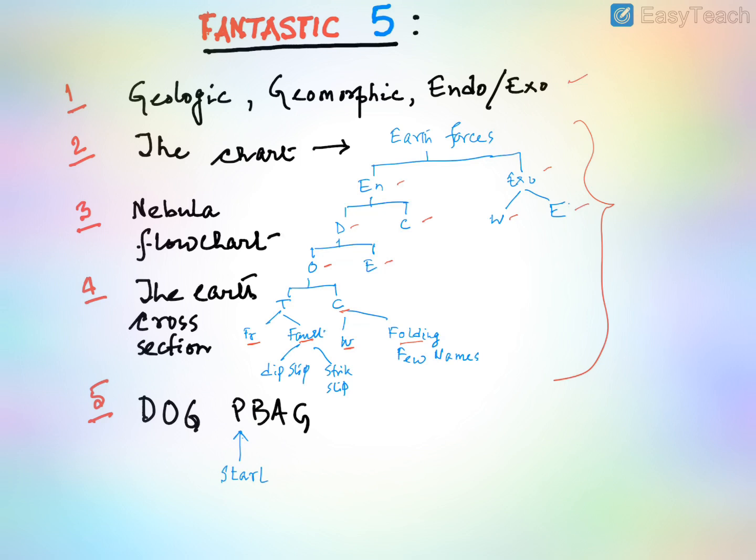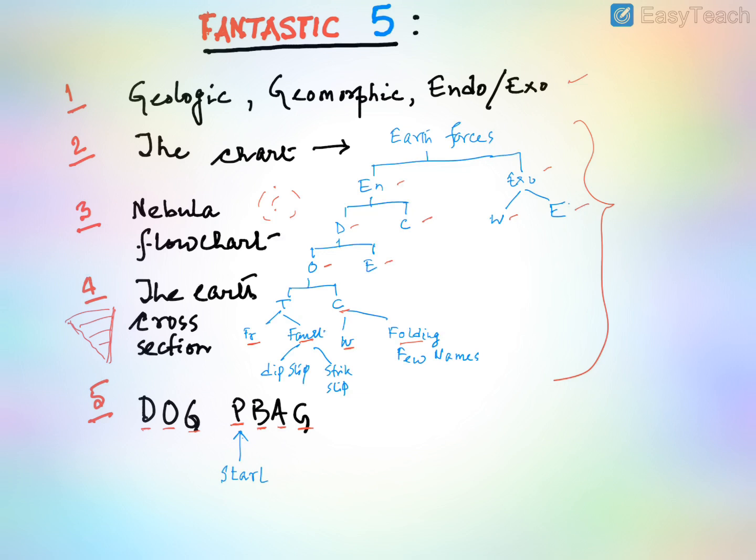Then come to the 3rd point. You remember that nebula flowchart of 11 points? Remember that. And of course, remember the keywords. Okay? And number 5, the earth cross section, that famous conical diagram that is not going to leave us anytime soon. Remember that. And after that, the final point is DOG, PBAG. You know, right? The D is dunite, O is olivine, G is gabbro, where dunite and olivine are minerals, the rest are all rocks. P is peridotite, basalt, andesite, and granite.